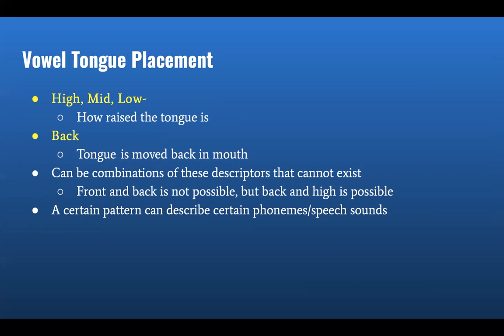So, as you could imagine, there can be combinations of these descriptors that cannot exist. For example, you cannot have a front and back tongue placement because your tongue cannot be front and back at the same time. But we can have a back and high tongue placement because your tongue can be in the back of your mouth while also being raised higher in the mouth.